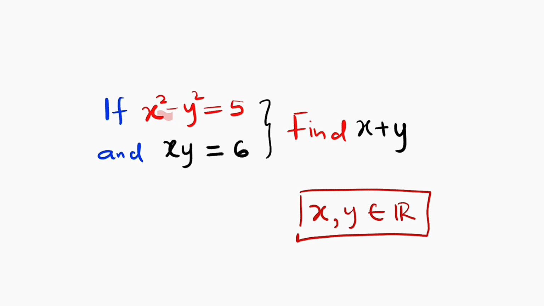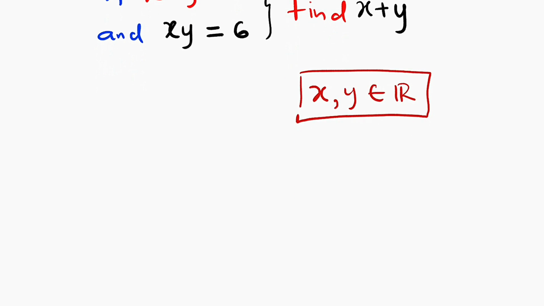It stated that if x squared minus y squared is equal to 5 and x multiplied by y is equal to 6, we are asked to find the value of x plus y, given that both x and y are real numbers. Okay, let's get started with the solution. I'm going to present you two methods, though the second method is going to be a little bit simpler. Okay, let's get started with the first method.